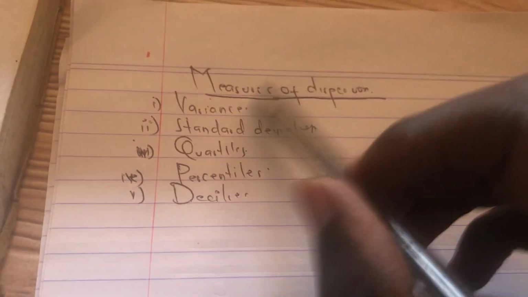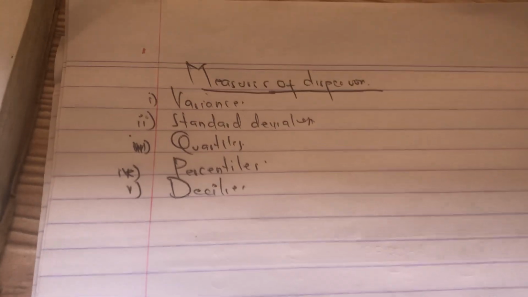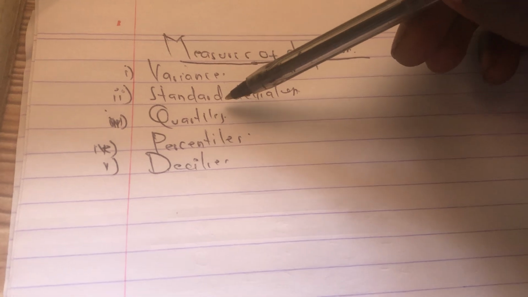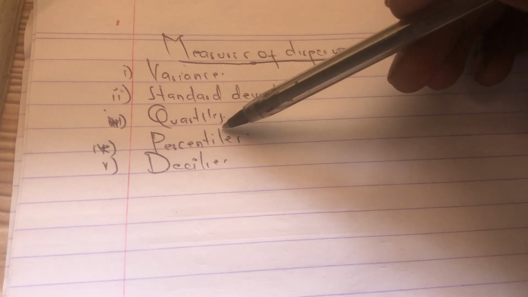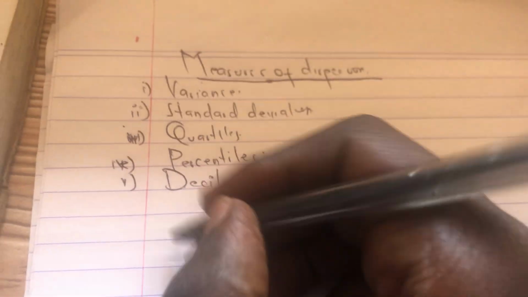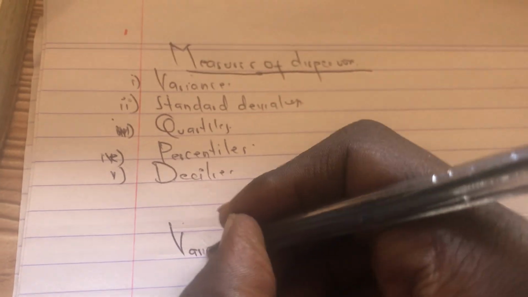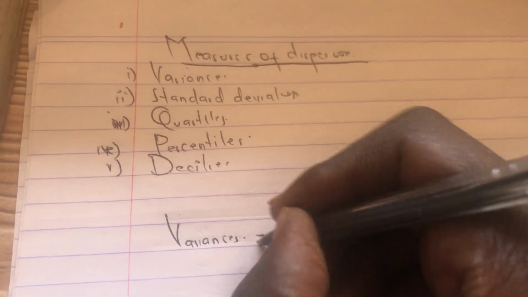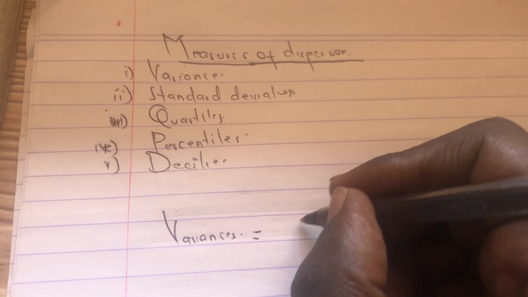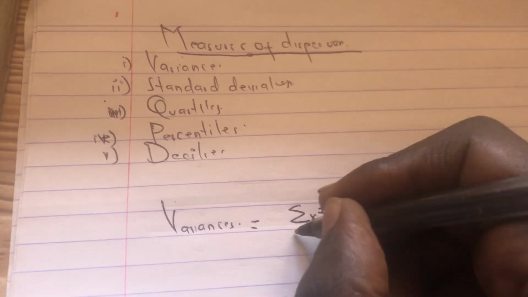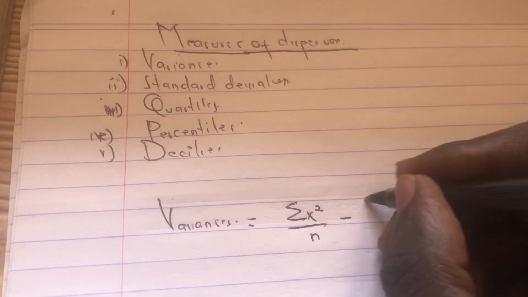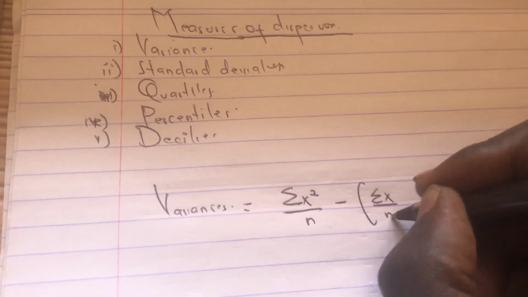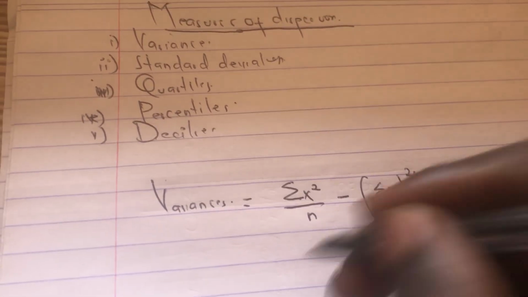So we are going to look at measures of dispersion. Measures of dispersion: we have variance, standard deviation, quartiles, percentiles, and deciles. So these are the formulas to get the variance. Are we together? It's actually summation of x squared over n minus the mean, which is summation of x over n, all squared.